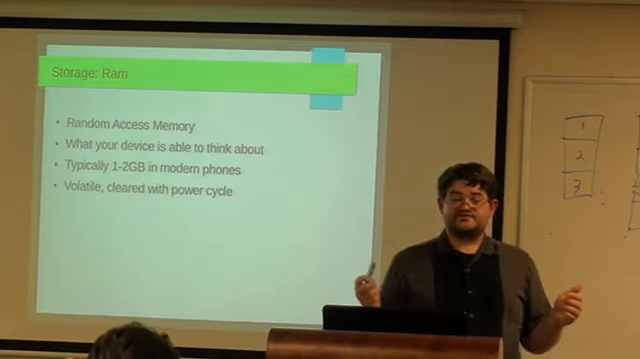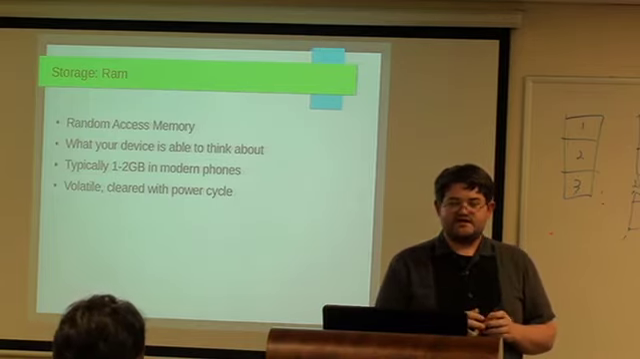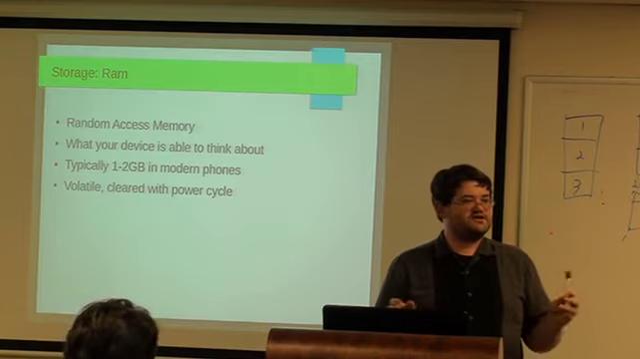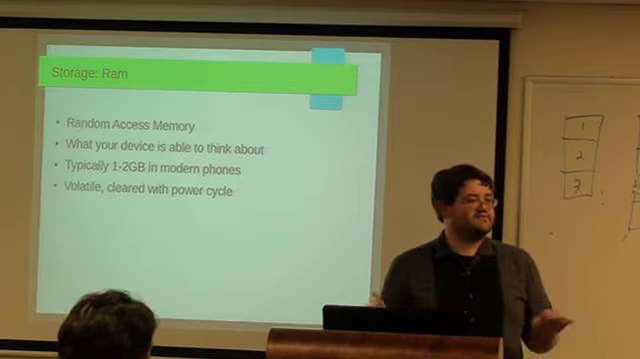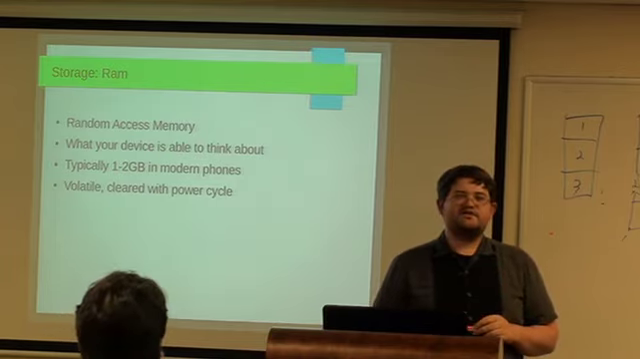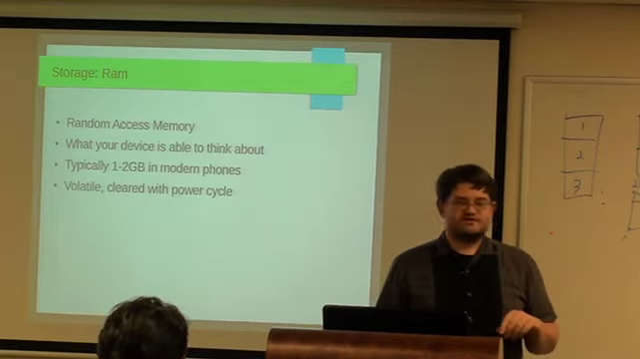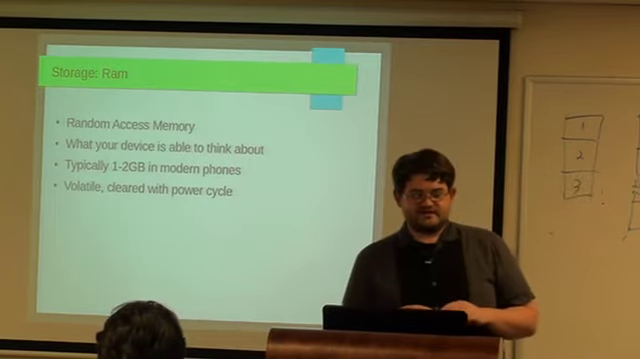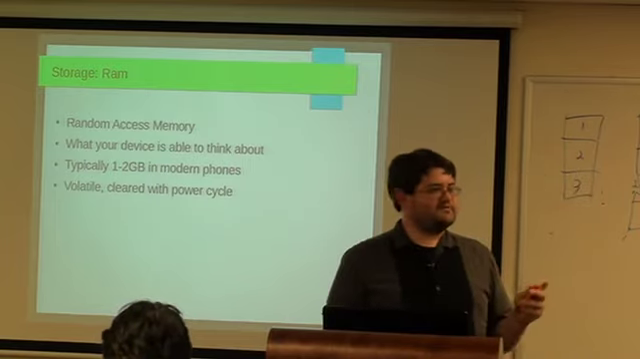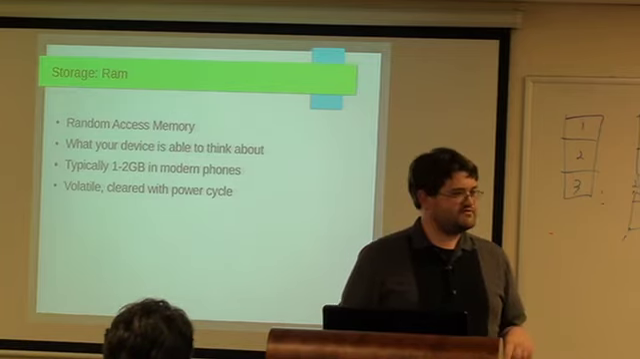So, RAM, random access memory. This is what your device is able to think about at the moment. Typically in modern phones, you'll have 1 to 2 gigabytes of RAM. The important thing to remember about RAM is it's volatile and it's cleared with every power cycle. The thing you mainly need to remember is not all phones have the same amount of RAM, so you have to make sure you don't have memory leaks. You need to make sure that your apps have reasonable memory consumption. But aside from that, that's about all you need to really worry about. That and running out of memory. If you run out of memory, I believe you get an exception thrown.